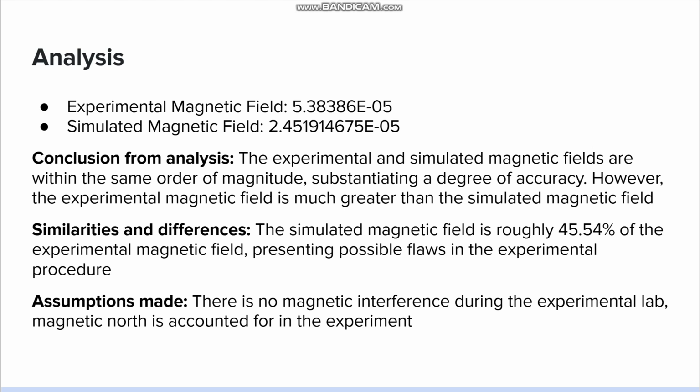Analysis. From the experiment, the experimental magnetic field is roughly 5.38 times 10 to the negative 5, and from the coding, the simulated magnetic field is roughly 2.45 times 10 to the negative 5.